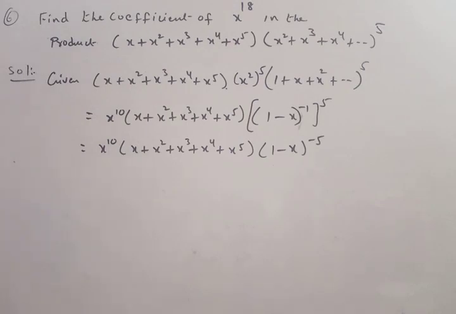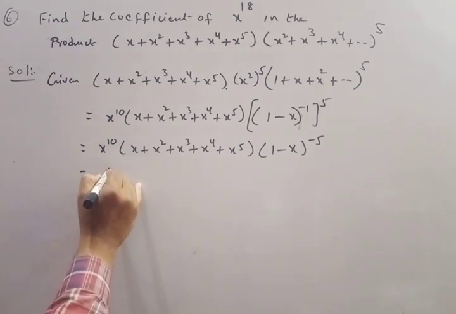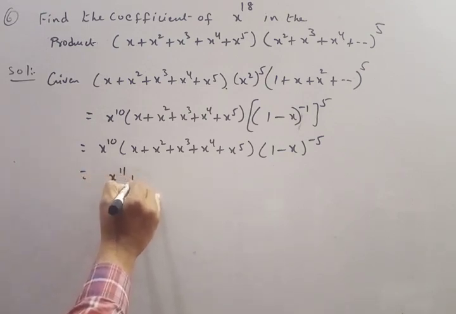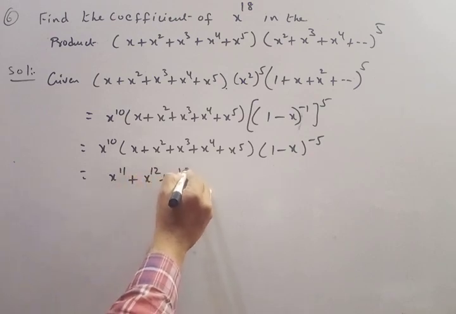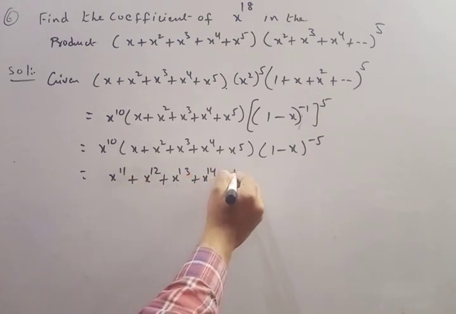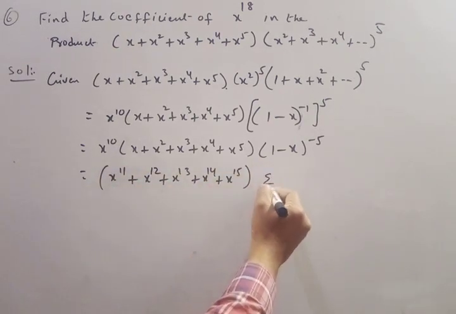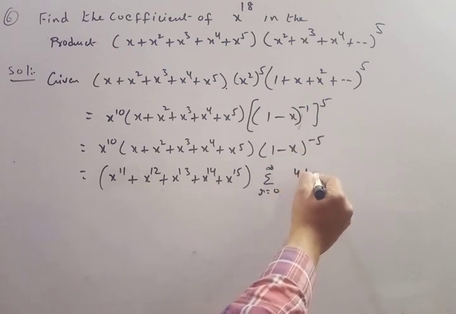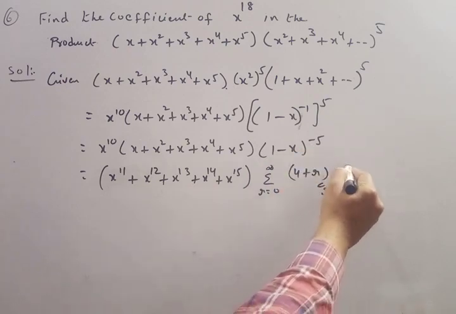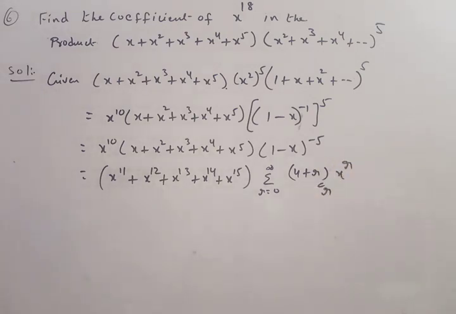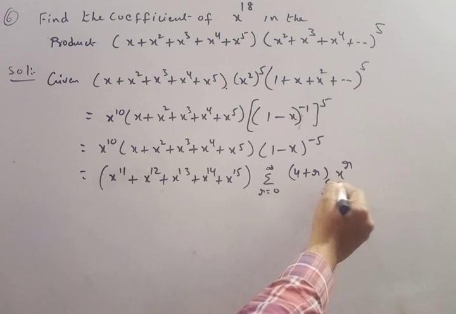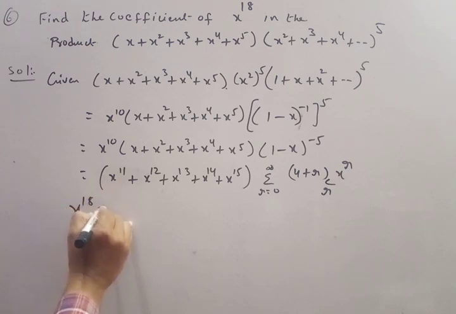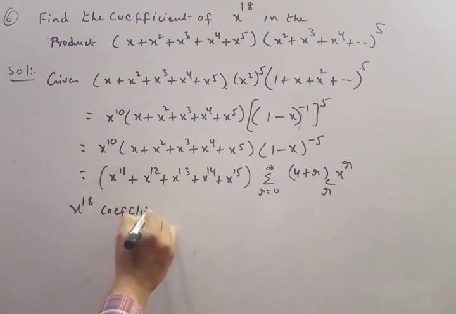Just now in the previous problem we took the formula. So if I multiply x power 10 inside, how much do I get here? x power 11, x power 12, x power 13, x power 14, x power 15 into summation r is equal to 0 to infinity, n is 5 here, (4 plus r)Cr x power r. Correct? This is Cr, right? So which coefficient do you need? The x power 18 coefficient.